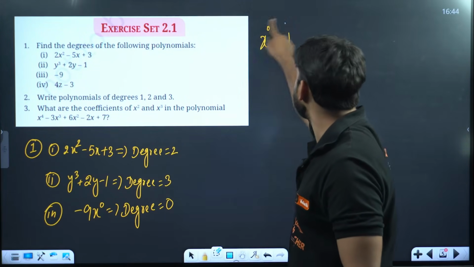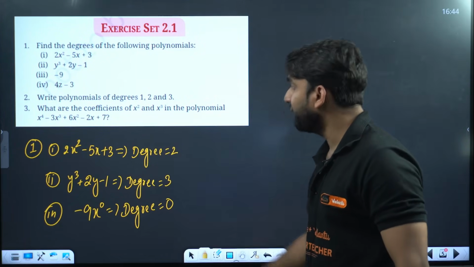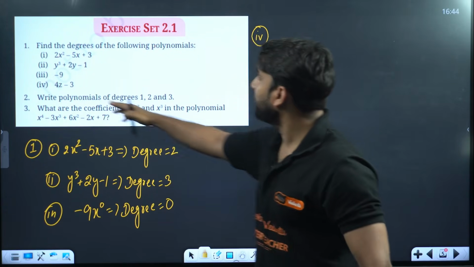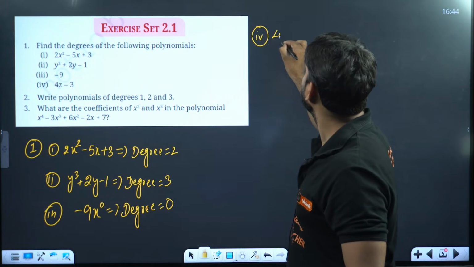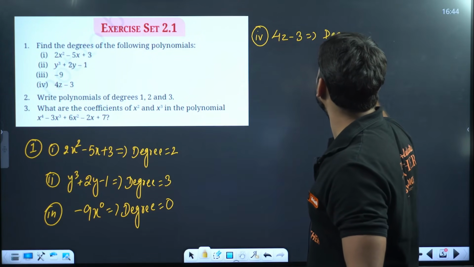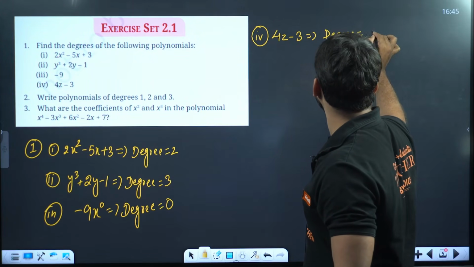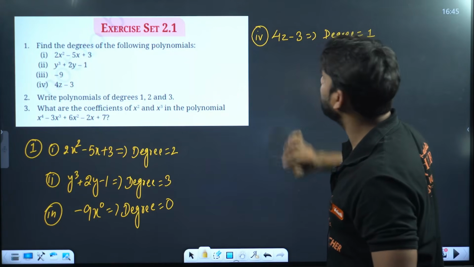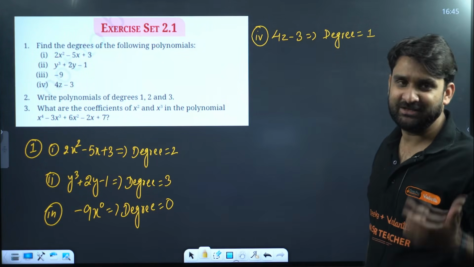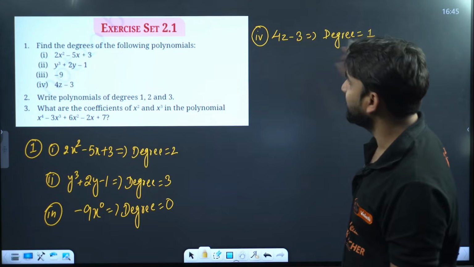Now, moving to question number 4. Question number 4: 4z minus 3. So in this question, the degree will of course be 1, because z is the variable and the variable has nothing written as power. If there is nothing, it means 1 is there. So I hope this question is done.